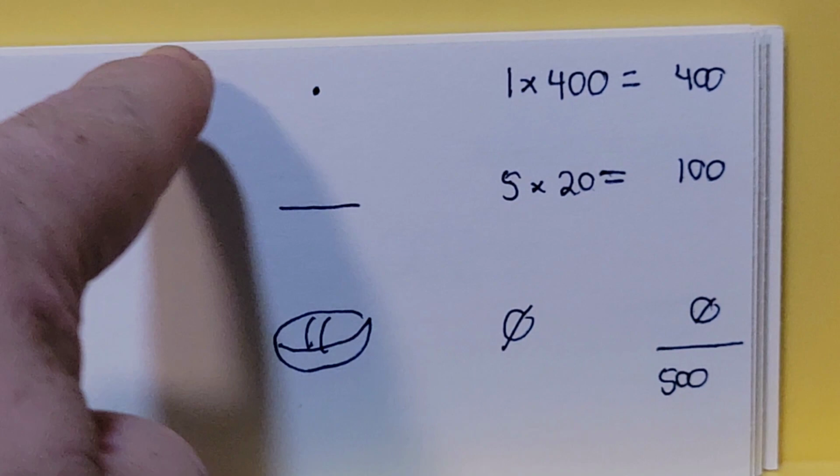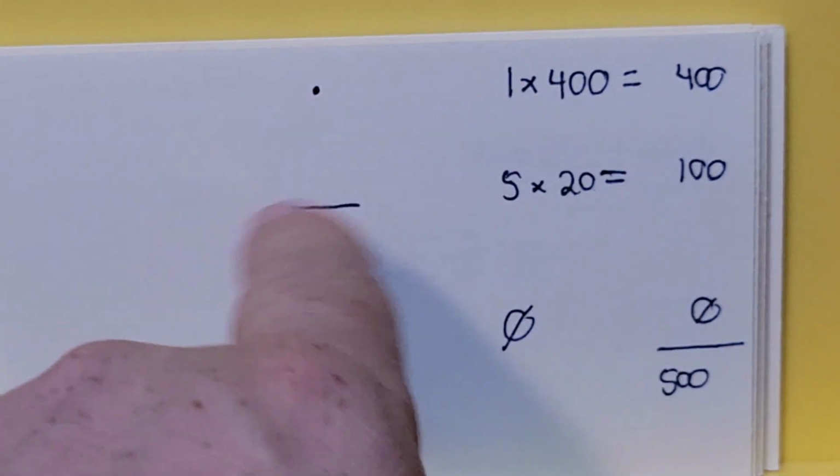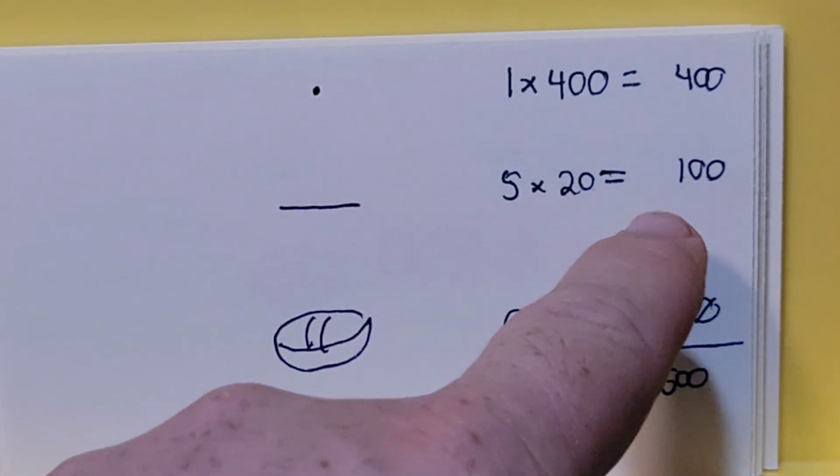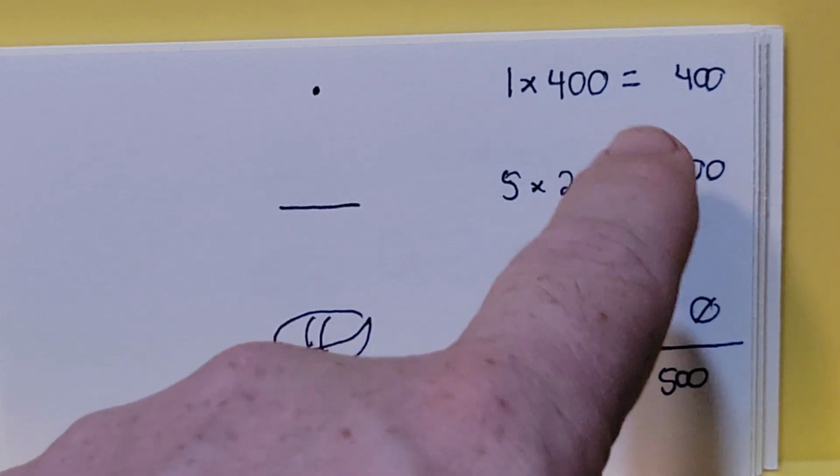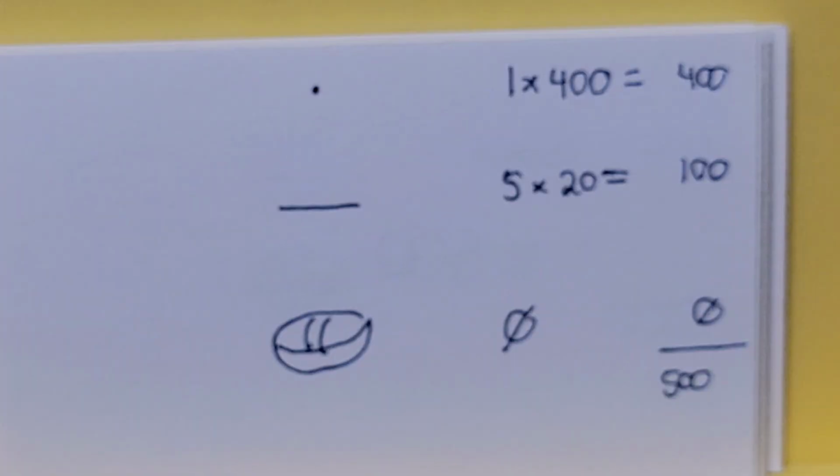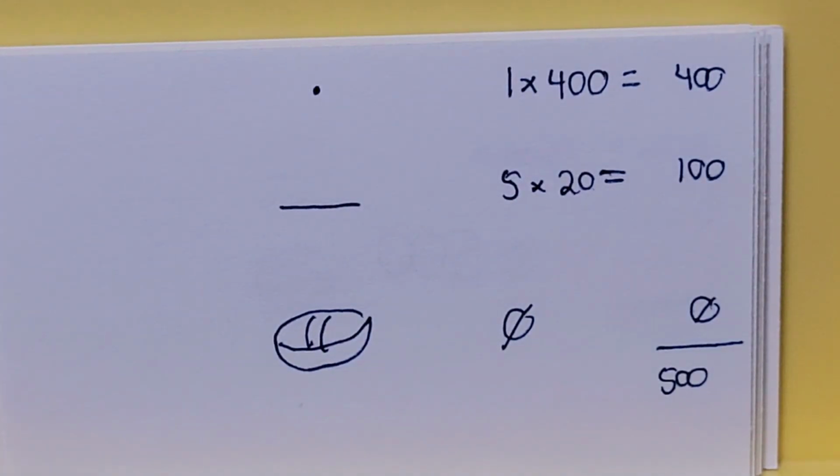One dot in the top quadrant times 400. One bar, which is 5, times 20, which is 100, and a shell, which is 0. So 400 plus 100 plus 0 equals 500. So if Guatemala ever follows the pattern and makes a 500 bill, you know the Mayan numbers that are going to appear on it.